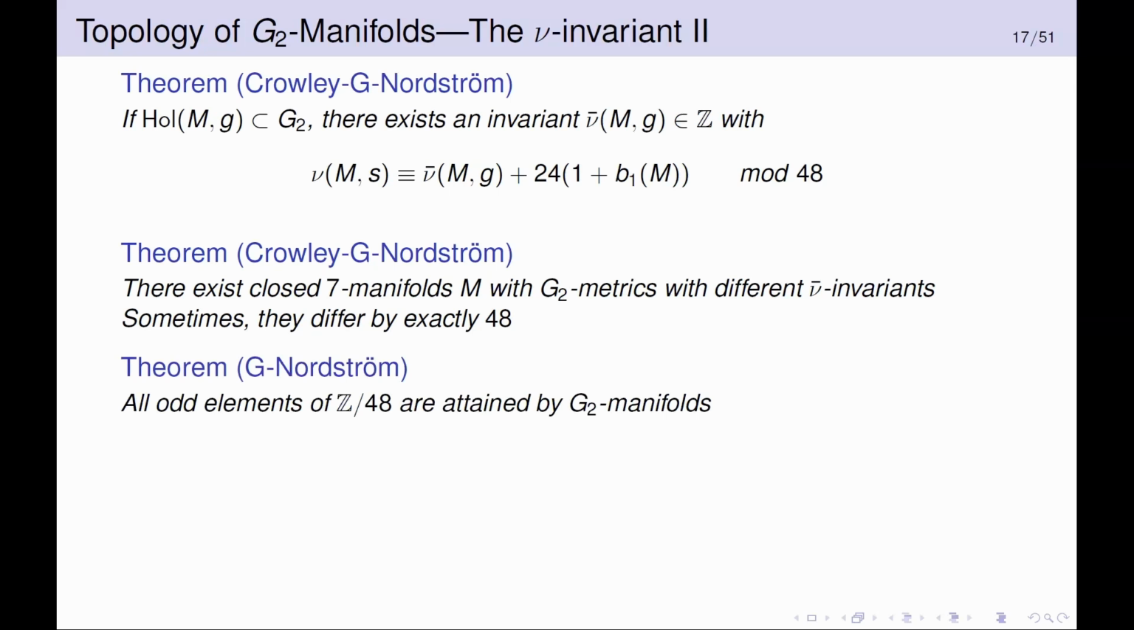Also, together with Johannes, we found out that all odd elements of Z mod 48 are attained by G2 manifolds. And we conjecture that this also holds for the even values, but we were too lazy to figure that out because it would be a slightly different construction with a bit more work.